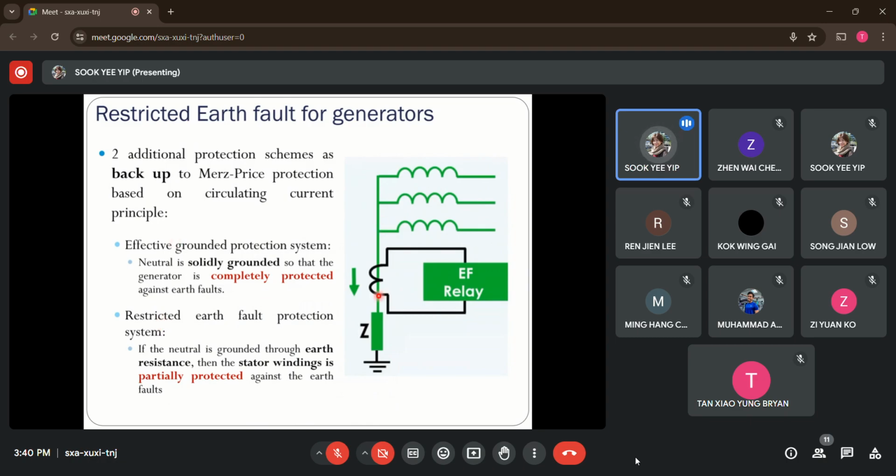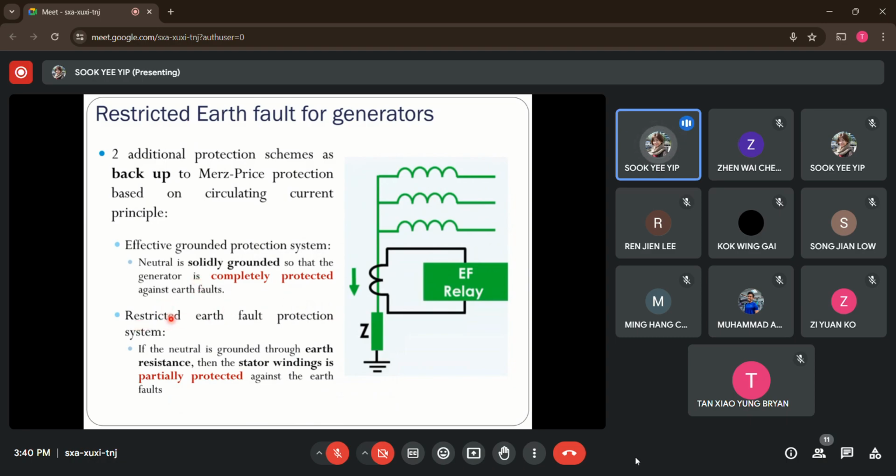The other way is by grounding the neutral point here, where an earth resistor is in between. At the same time, this path is implemented with a current transformer together with an earth fault relay to detect if we have short circuit to ground currents. In this situation, this is the protection scheme we know as restricted earth fault protection.